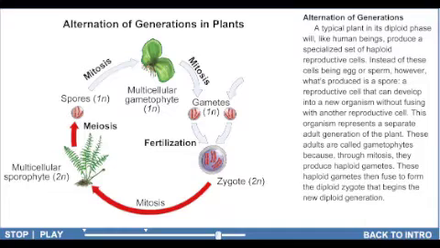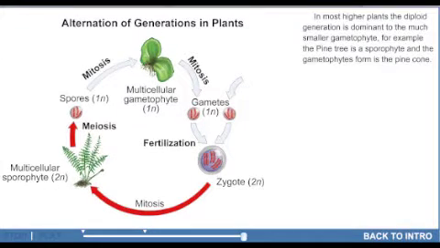This organism represents a separate adult generation of the plant. These adults are called gametophytes because through mitosis, they produce haploid gametes. These haploid gametes then fuse to form the diploid zygote that begins the new diploid generation. In most higher plants, the diploid generation is dominant to the much smaller gametophyte. For example, the pine tree is a sporophyte and the gametophyte's form is the pine cone.